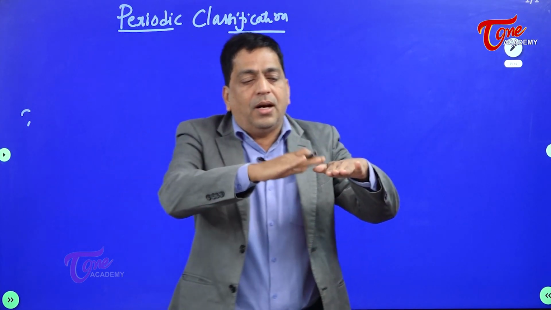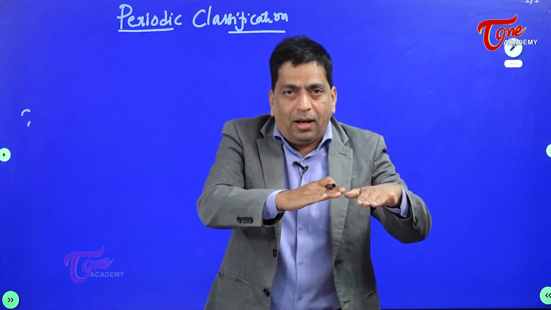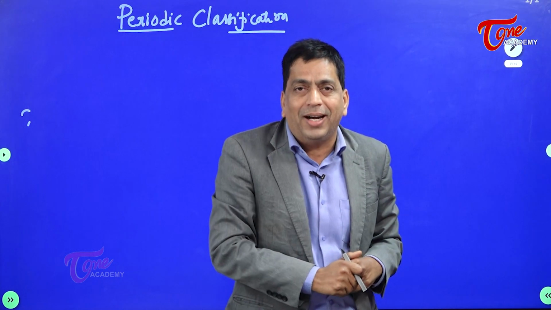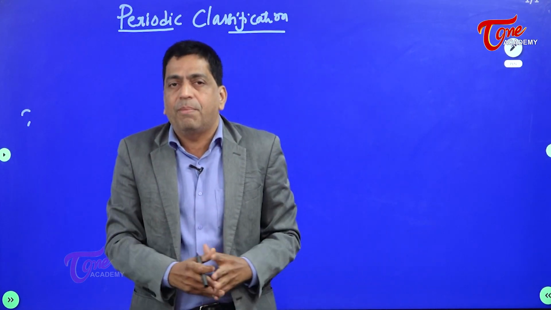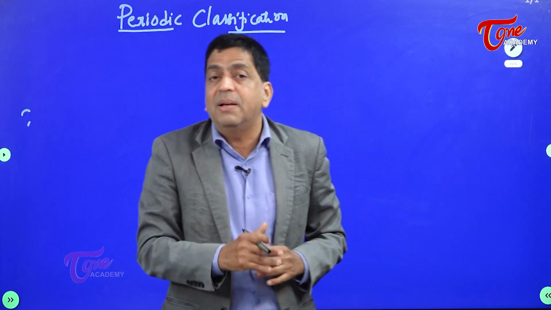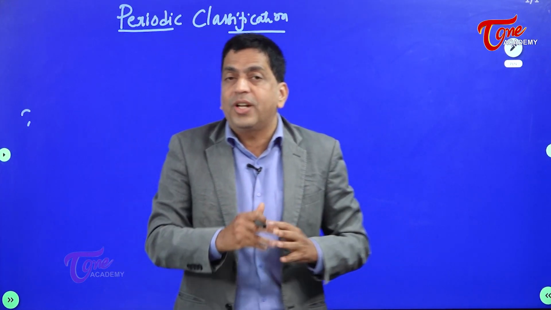So if you say sa re ga ma pa da ni sa, it's like a law of octaves where it's actually coming back to you, right? Similarly, you have several properties which repeat themselves in the periodic table. And we would like to take them one by one.